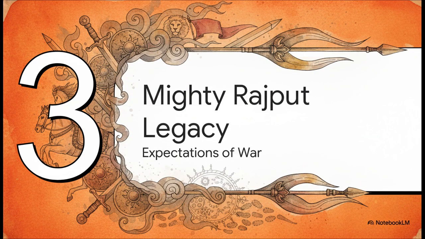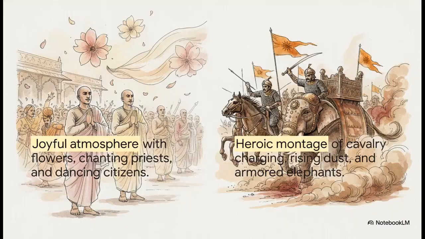Section 3. The Mighty Rajput Legacy. Having established the prophecy, the prompt expands the scope to show the heavy martial expectations placed on this newborn child, and this brilliantly illustrates the direct comparison of atmospheres dictated to the AI. On one side, you have the soft joy of Scene 3, the flowers, the silk, the chanting. But then on the other side, you get the gritty, epic reality of Scene 5.